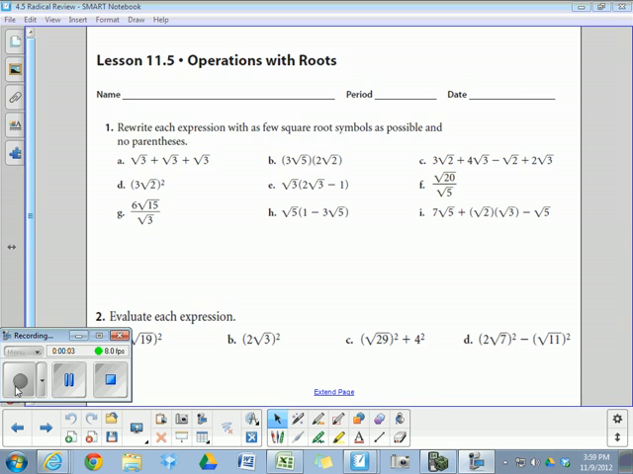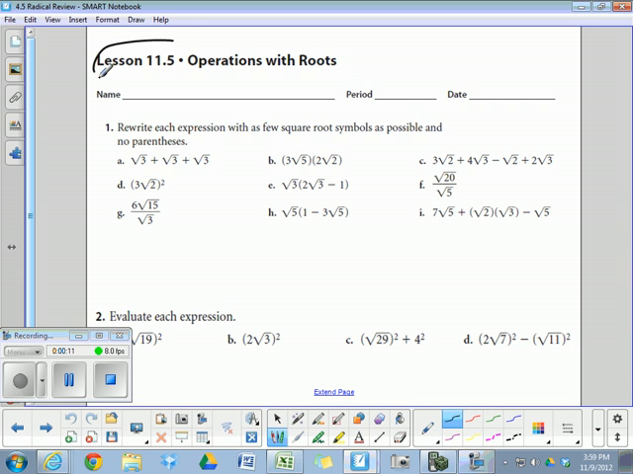This is part 3 of my radical review series. This is the second whole page in your packet. You see the title here is Lesson 11.5, Operations with Roots. On this page, I'm not going to do too many review videos because they're very similar to the first two.